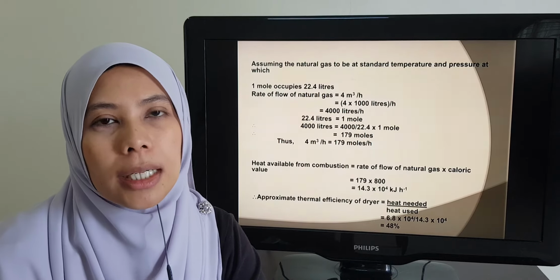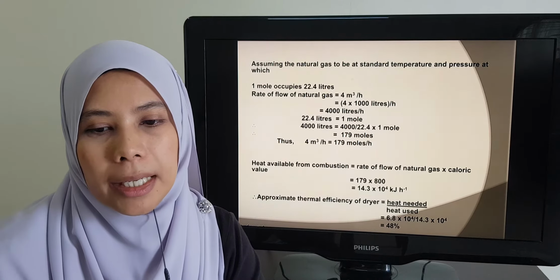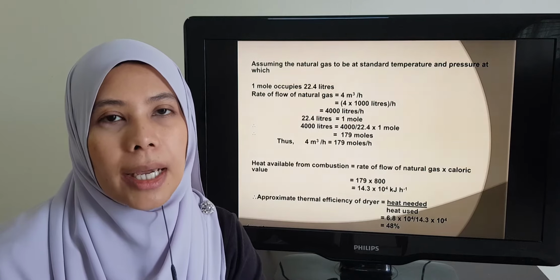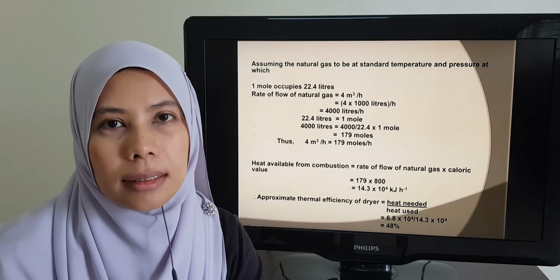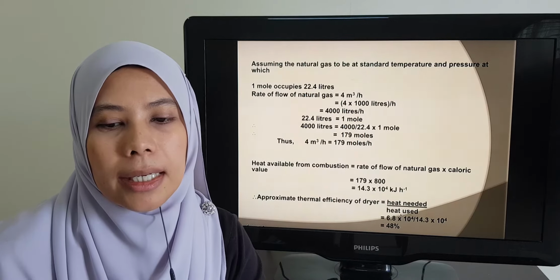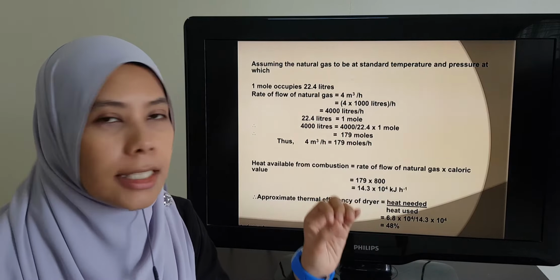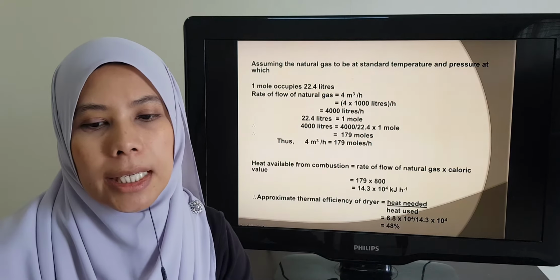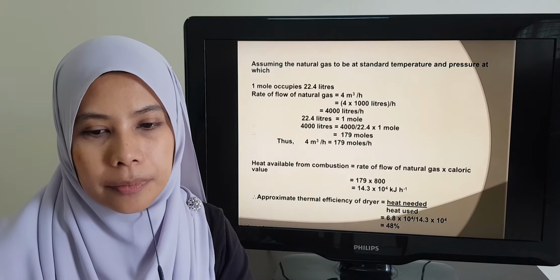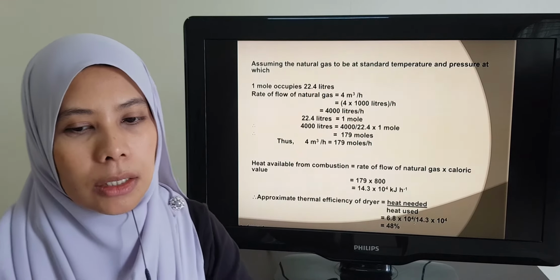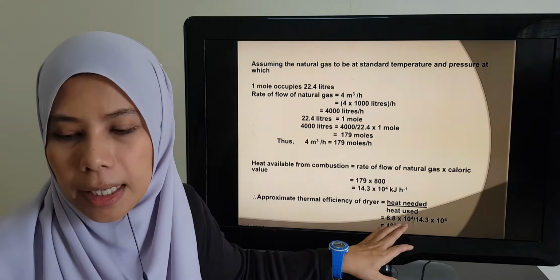So how do you calculate the thermal efficiency of the dryer? It is heat needed divided by heat used. Heat needed by the equipment, divided by heat being used. Or heat needed, this one is heat that is being supplied to the equipment. The heat being supplied is 6.8 times 10 to the power 4.